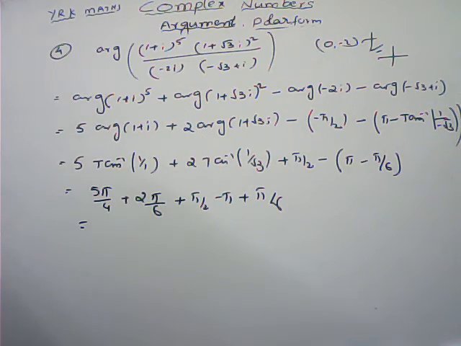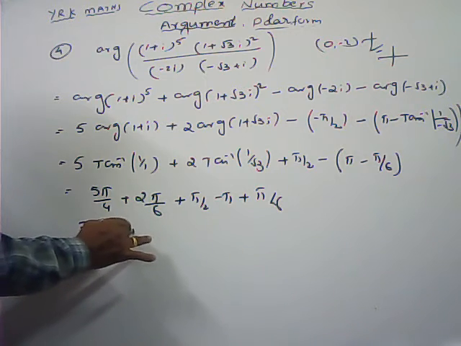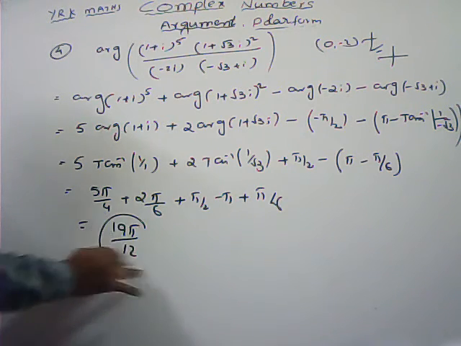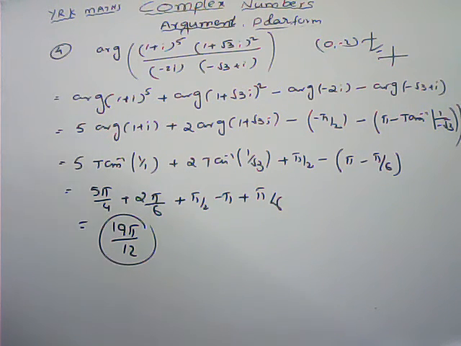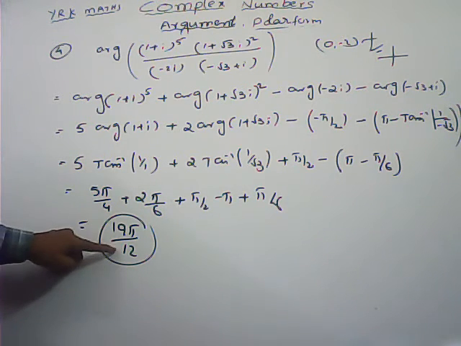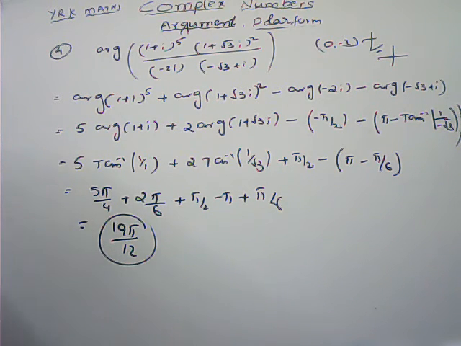Here we got this after simplification. After adding all this we can get 19 pi by 12. This is only the argument of a complex number. Here 19 is more than 12, so that is more than pi. That is the argument of a complex number, but that is not the principal value of the argument.